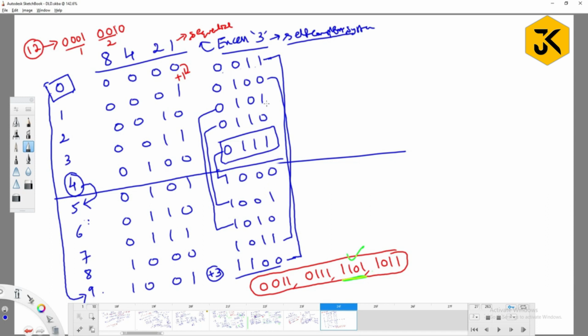Okay. So if you observe, Excess-3 comes under non-weighted code. Why is it a non-weighted code? Because if you take a particular value, you cannot assign an individual weight to it. Whereas coming to the 8421 system, if you take this particular 1, I can assign a value of 8. If you take this particular 1, I can assign a value of 1. Whereas in this particular system, I cannot assign like that exactly. That's why it comes under non-weighted code.